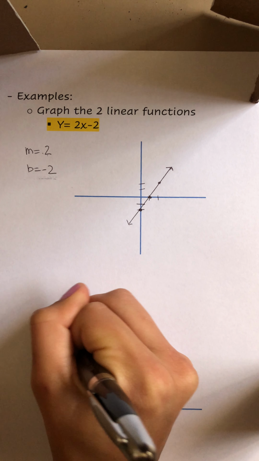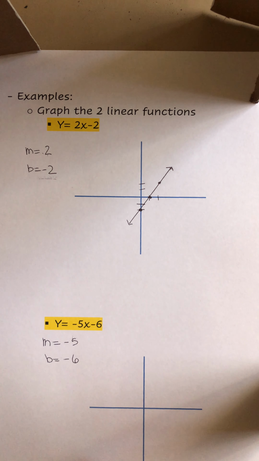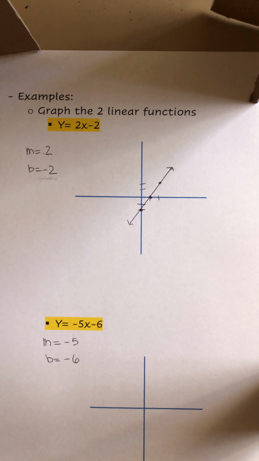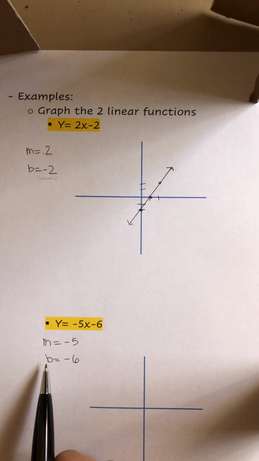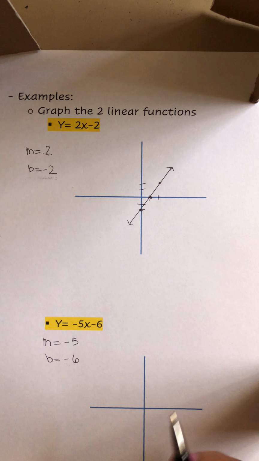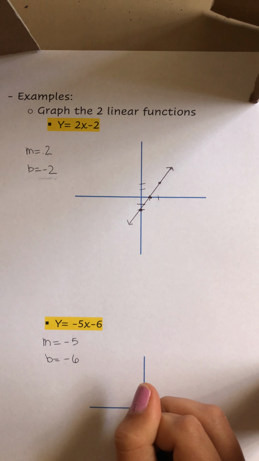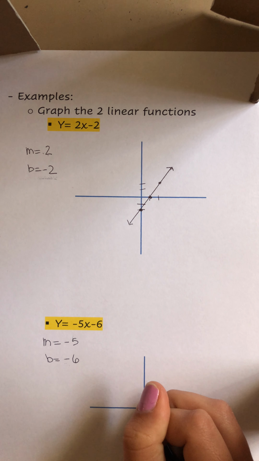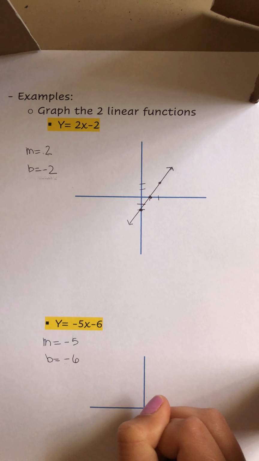Alright, so now let's get our m and b for this last example. Our m is a negative 5, and our b is negative 6. Now, I let you guys do this one on your own to see if you could figure it out, but this one's going to be a little bit more tricky, and I'm going to tell you why. So we see our y-intercept is going to be a negative just like our other two. So we're going to go down 6. 1, 2, 3, 4, 5, 6.